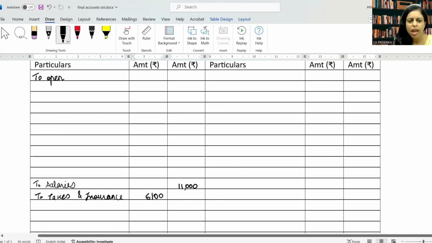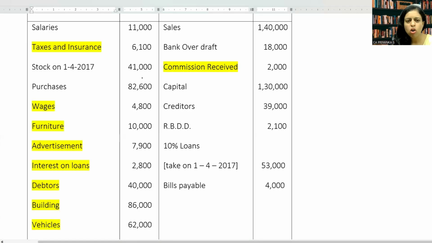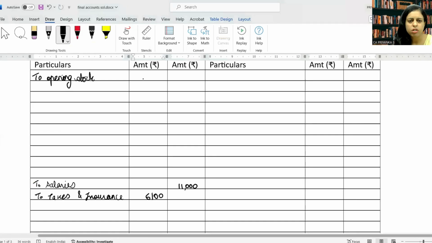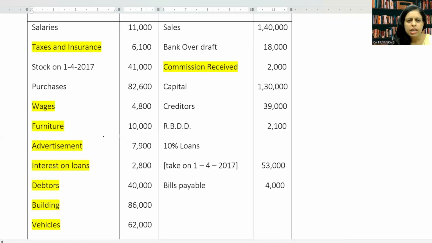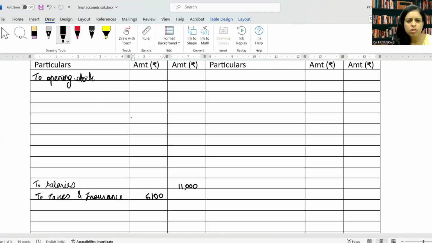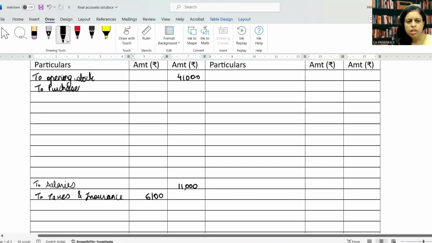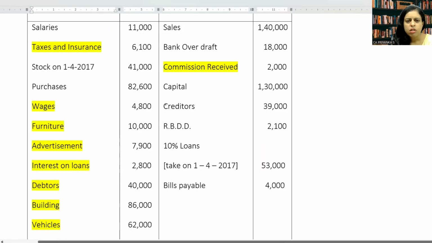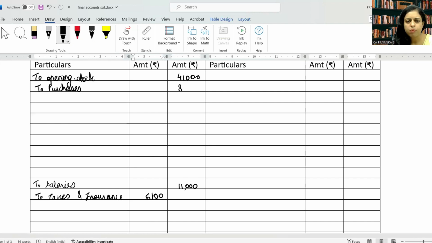First thing in the trading account on the debit side is opening stock. Refer to the format. If you have forgotten it, please go to the previous videos and refer to it. This is going to be 41,000 in the outer column. Next is purchases, 82,600. So below opening stock, I'm going to have purchases. Is there any purchase returns? If you see the credit side, there is no purchase returns here. So I'm going to write 82,600 directly in the outer column.